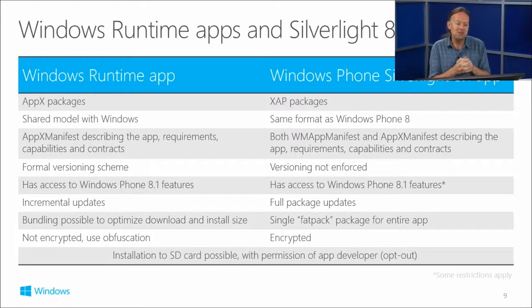Much better with Windows Runtime apps, the AppX packages. It's the same format that we use with Windows Store. And the AppX manifest is the single manifest that describes the app and all the capabilities and requirements. Versioning is enforced, so whenever you submit an update to the store, it will update the versioning for you. You get incremental updates. This is a real plus with AppX packaging. If you do an update, it will look at the package and say, okay, that DLL has changed, that file has changed. And when a user installs the update, they only have to download and install those parts of it. That's all handled for you transparently as the developer. You don't have to do anything to get that benefit.